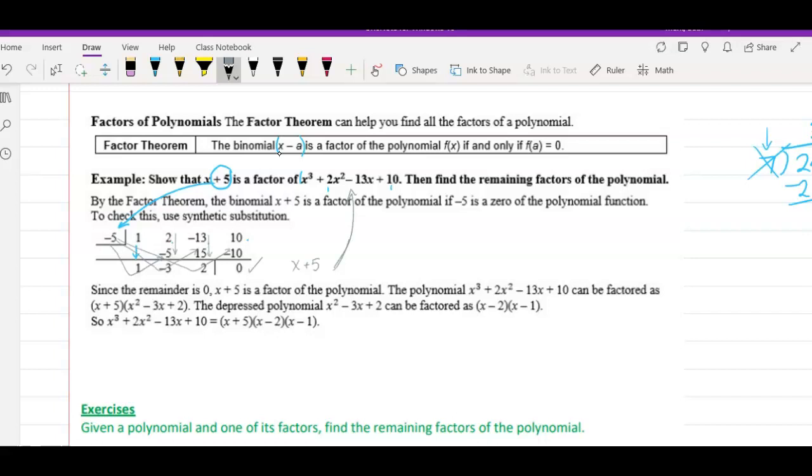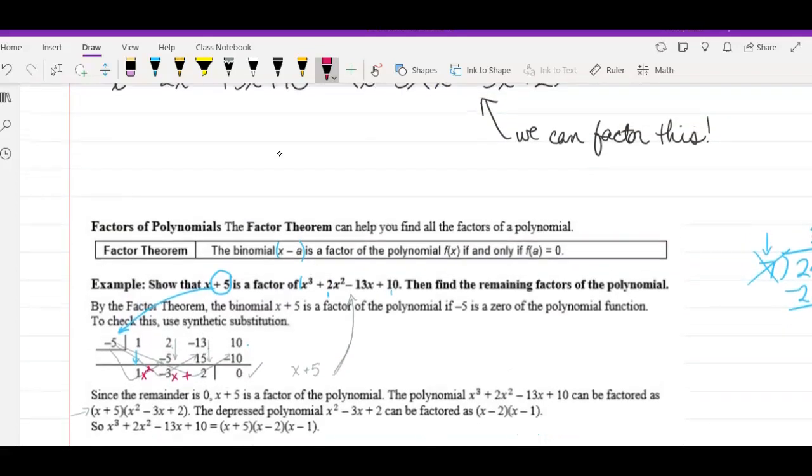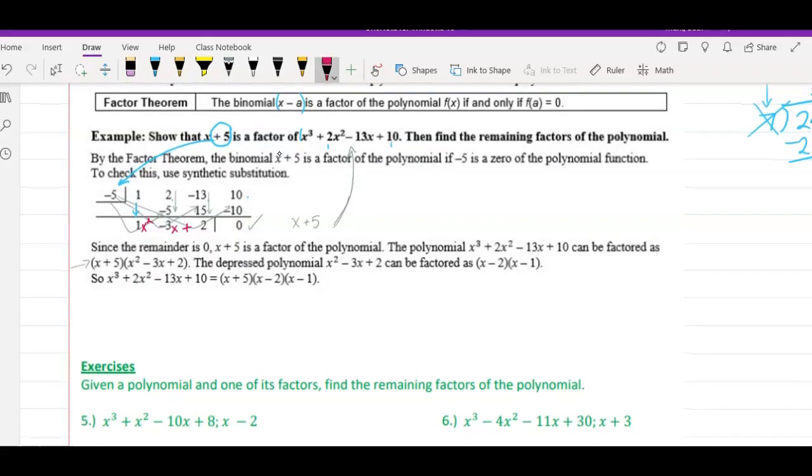This is great because now we started with this complicated polynomial. We found one factor and we took what's left. Remember, we get it from right here at the bottom, 1x squared minus 3x plus 2. And here we have it written right here. That is easily factored right over here. So now I can say that this cubic polynomial can be expressed as these 3 factors.